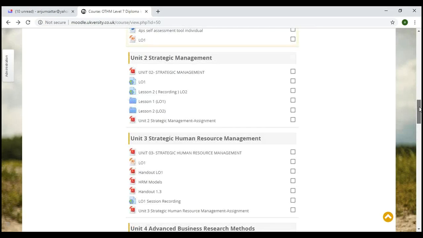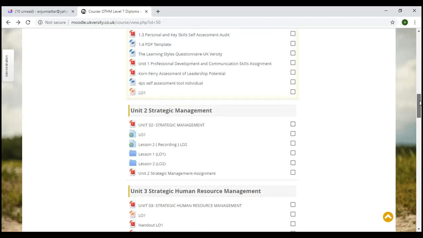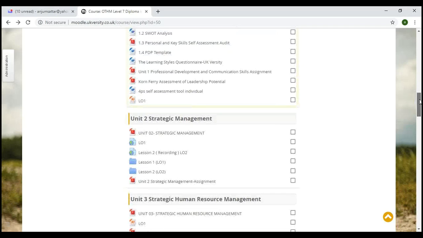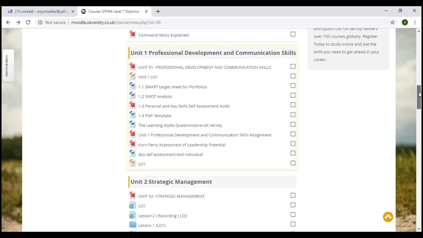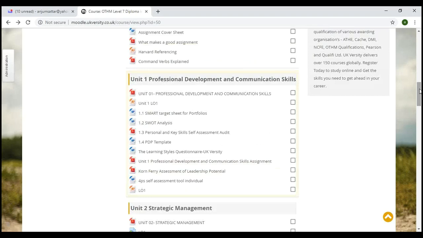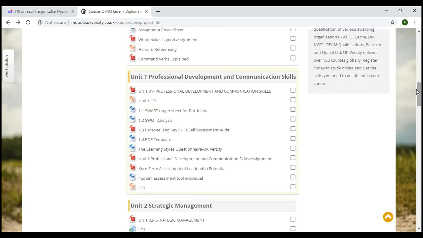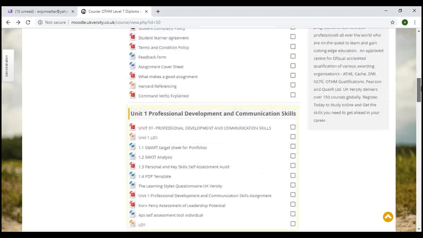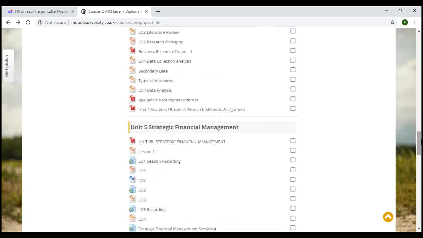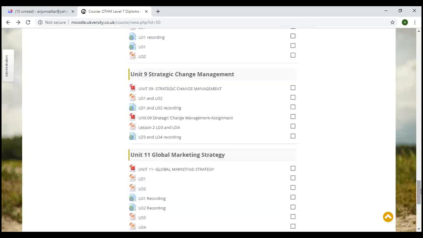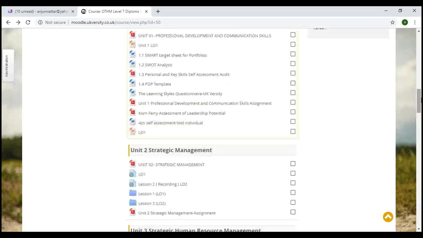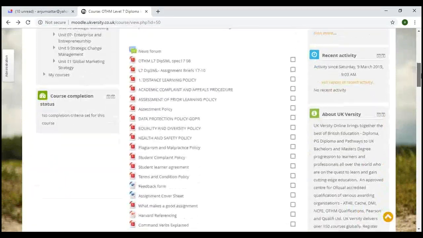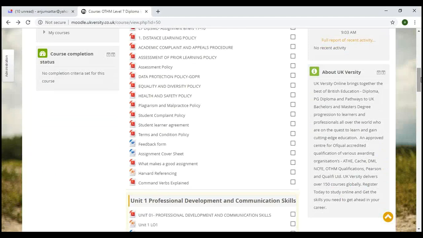What about human resource management? No. Okay, maybe we can pick another. Strategic management, yes, we've done that. And professional development and communication skills? No. Okay, so between these two we'll pick the unit. How many units in total have we done? We've done strategic management, financial management, change management, and global marketing. So 1, 2, 3, 4, and advanced business research, so 1, 2, 3, 4, 5.